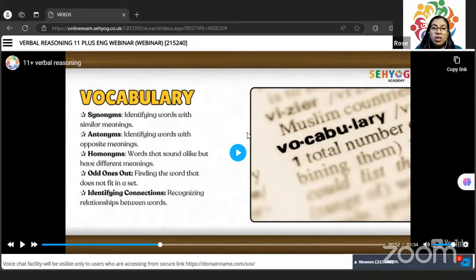Sometimes you have to identify a connection between words or letters as well. Let's not forget, if I write A and then I write C and then I write E, you have to identify the connection between these letters as well. And you have to tell me, oh, I'm skipping B here, I'm skipping D here, and things like that.